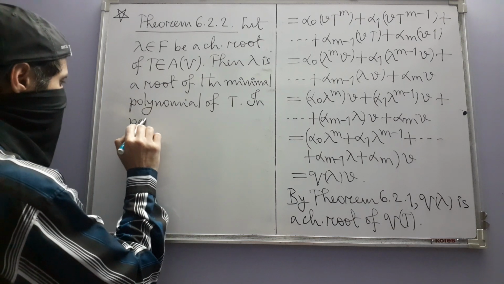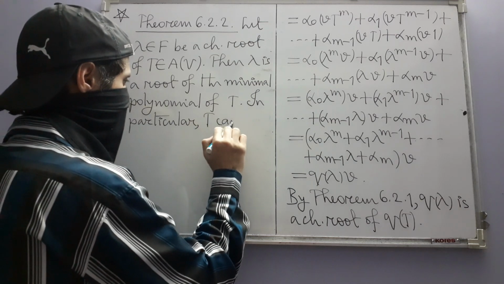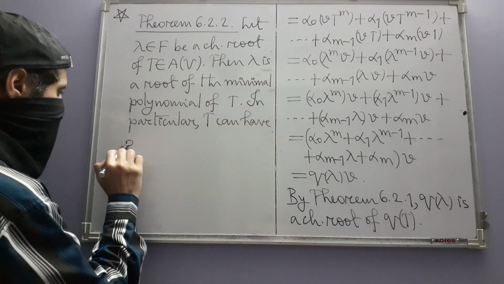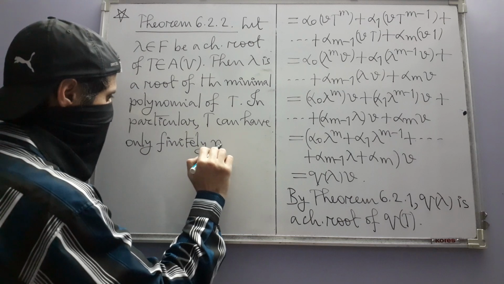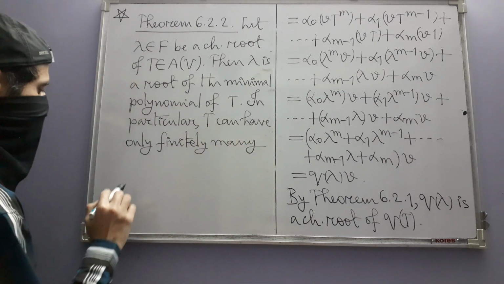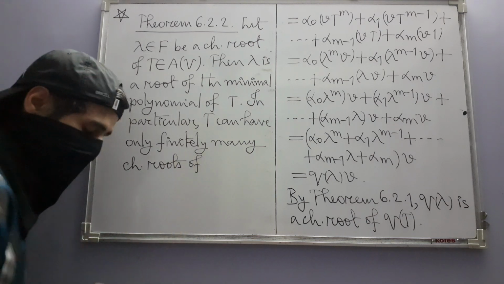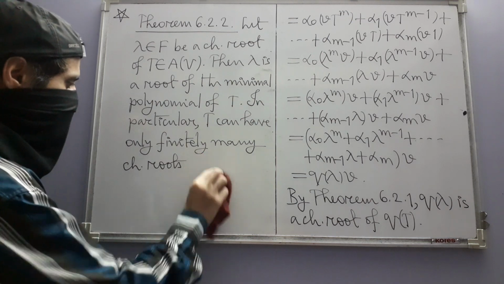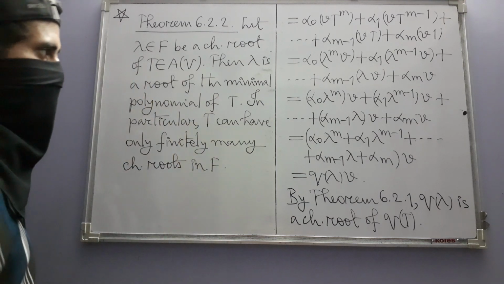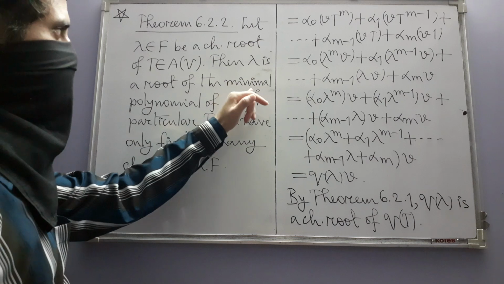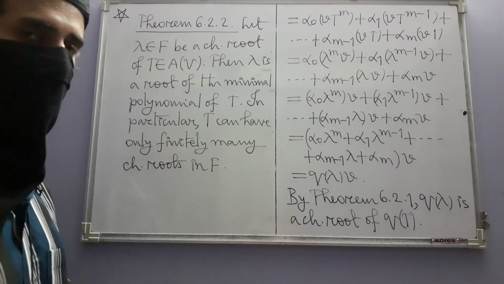In particular, T can have only finitely many characteristic roots in F. Alright, so that means any characteristic root is going to be a root of the minimal polynomial of T. Now, how does this claim follow from this? Let us see.